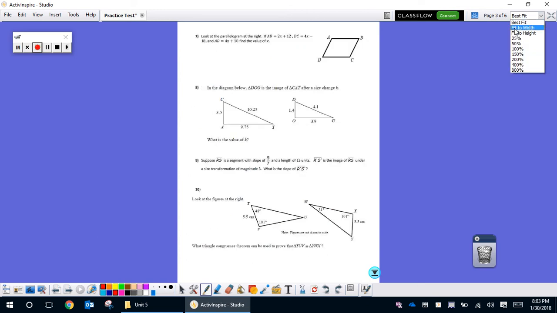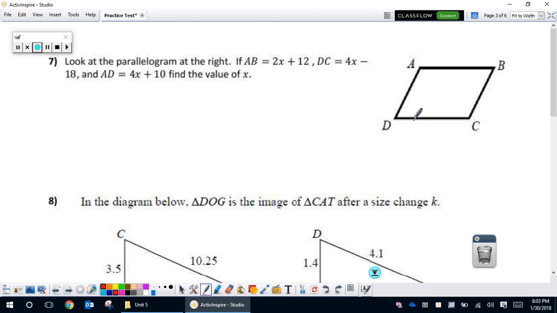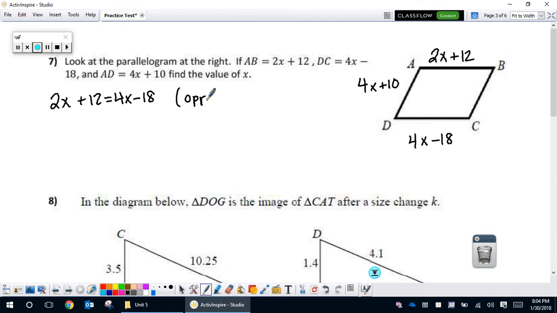Okay? Alright, so look at the parallelogram at the right. I'm going to label my sides. 2x plus 12. So this was probably a quiz question where it said to explain your thinking using mathematics and justifying. So the first thing we know is if we want to find x, we can set these equal, and I'm going to tell you why in case you have to justify on your test. Opposite sides in a parallelogram are congruent. So yes, a lot of you did that, but you didn't tell me why. And if it says explain or justify, you need it to say why.